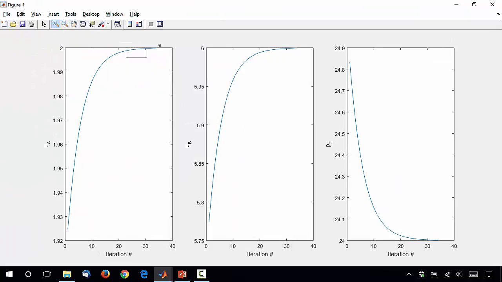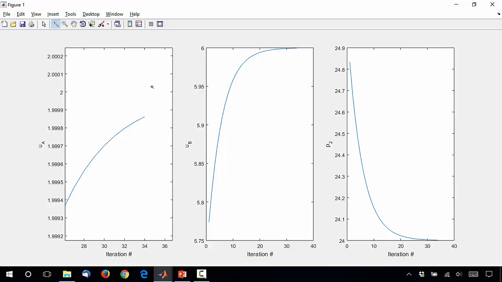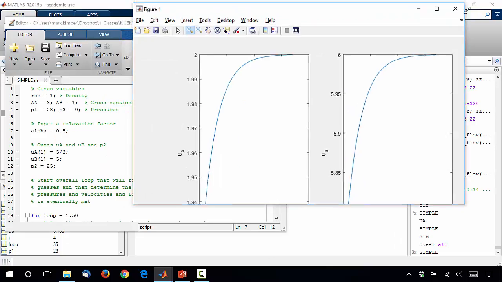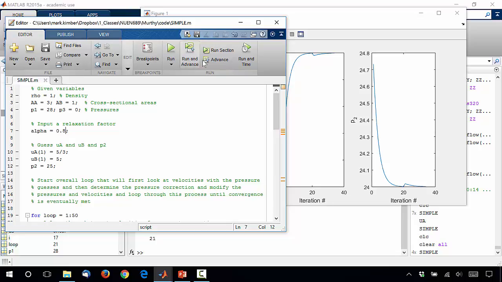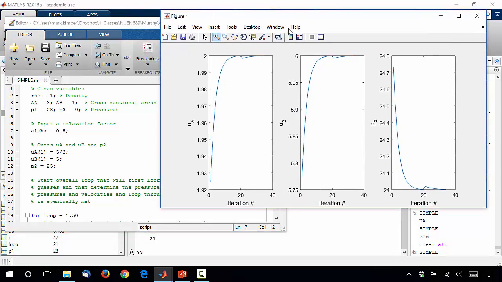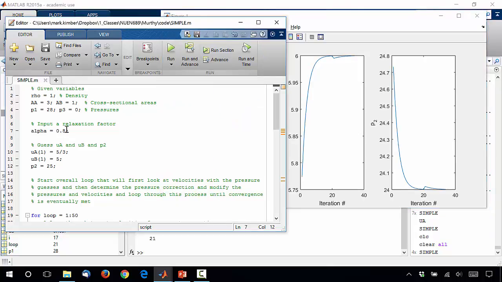Here you see we have a nice smooth iterative approach to the converged value. But again, if we start to increase this, let's go up to 0.8. When alpha is equal to 1, that means we don't have any under-relaxation. So we start to see these issues that are starting to get more severe the higher we have this correction factor. Let's go to 0.9, 0.95.